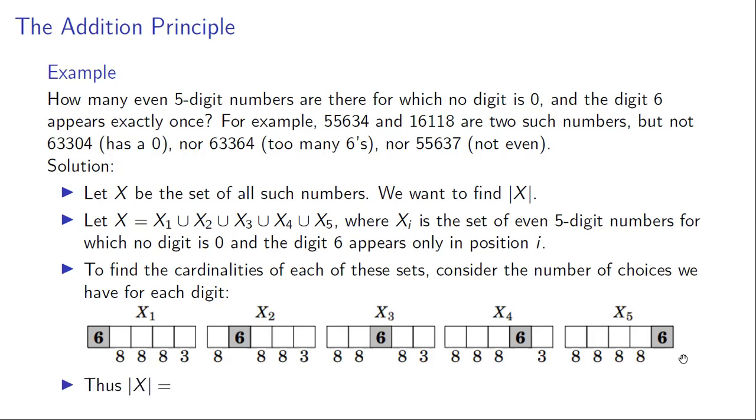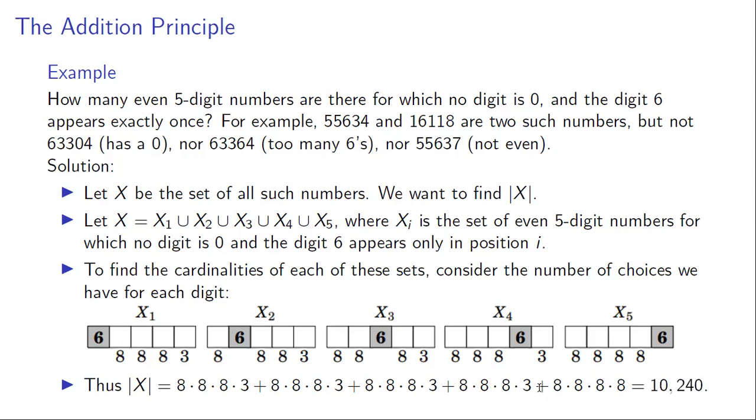Okay, so thus we want the cardinality of X. That's going to be our answer. The cardinality of X is equal to the cardinality of X sub 1 plus the cardinality of X sub 2 and so on. The cardinality of X sub 1 is 8 times 8 times 8 times 3. Now we add the cardinality of X sub 2, which is 8 times 8 times 8 times 3. Then X sub 3, 8 times 8 times 8 times 3, then X sub 4, again 8 times 8 times 8 times 3. Then we add the cardinality of X sub 5, which is 8 times 8 times 8 times 8, not times 3. Multiplying and adding all this together, we get 10,240. So that's our answer.